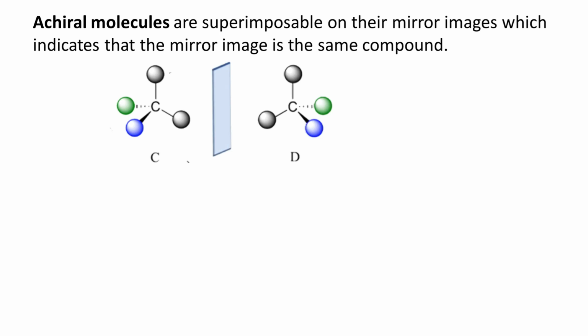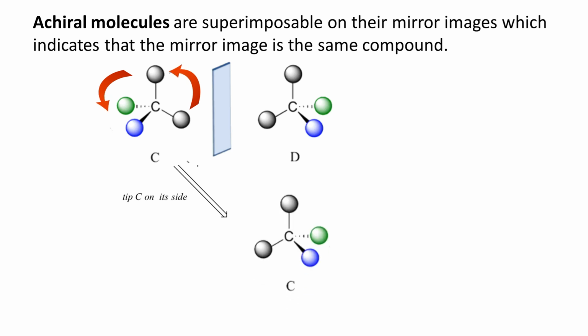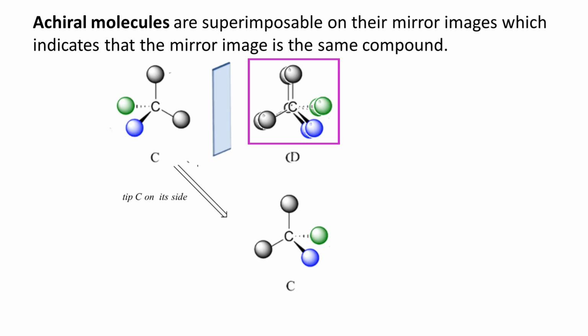If we try to overlap molecule D on C, it appears that these are not 100% superimposable. However, if we tip C on its side like this, it will look like this. If we now try to overlap this new C on the mirror image D, it overlaps absolutely on D. Each group on C overlaps on its equivalent group in D.